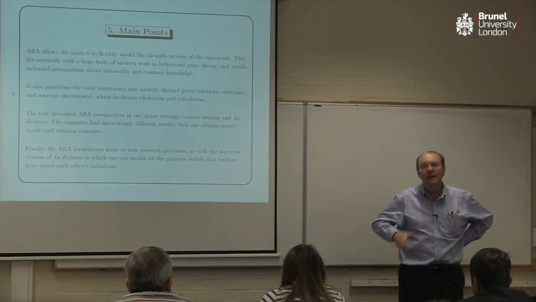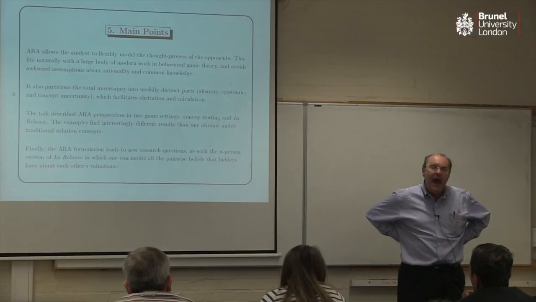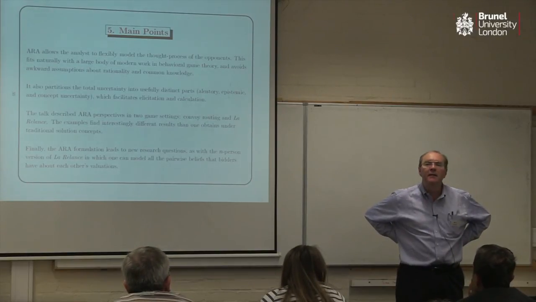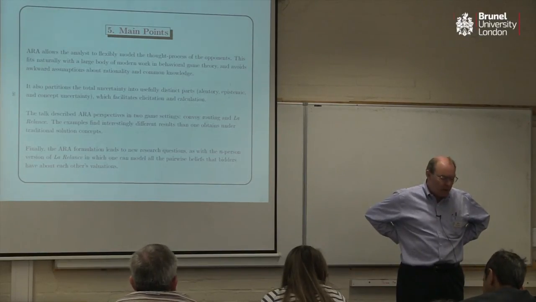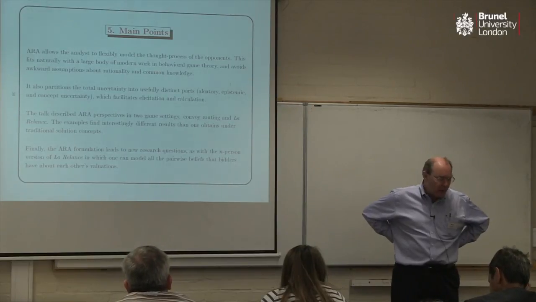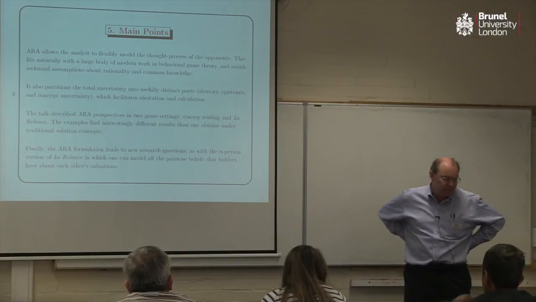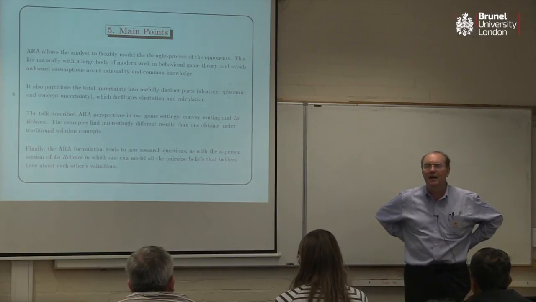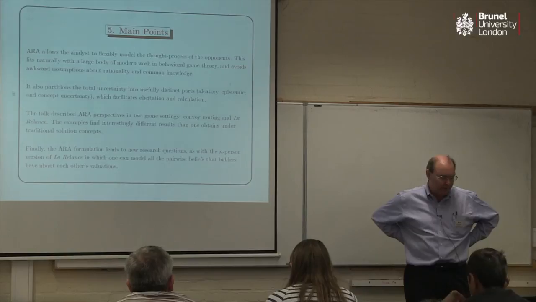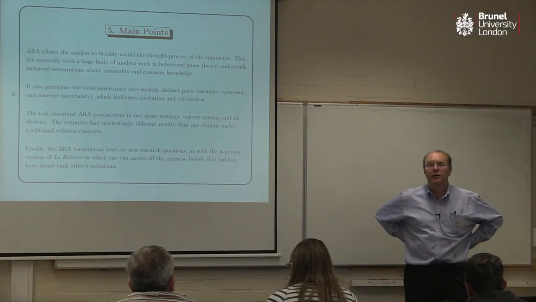I mentioned before that we partition the total uncertainty into 3 components, each of which can be handled separately: the aleatory uncertainty, the epistemic uncertainty, and the concept uncertainty. We will talk much more about this in the next talk about auctions, where these things are all nicely illustrated. We talked about convoy routing and Laurelance, and one gets interestingly different results than one finds from standard analysis using classical game theory.